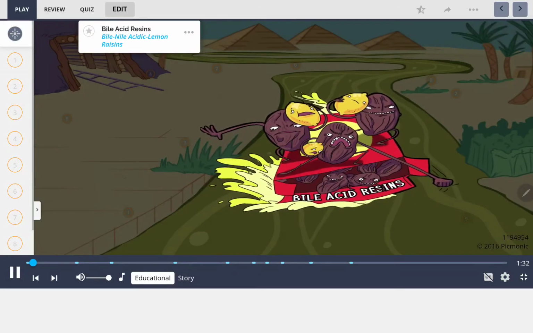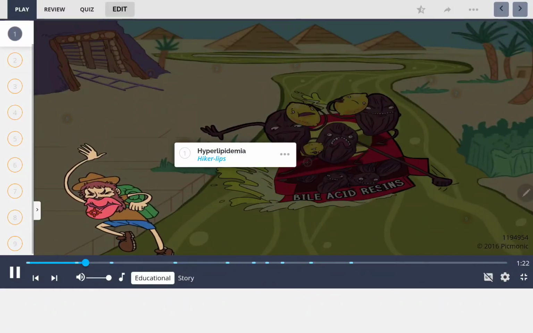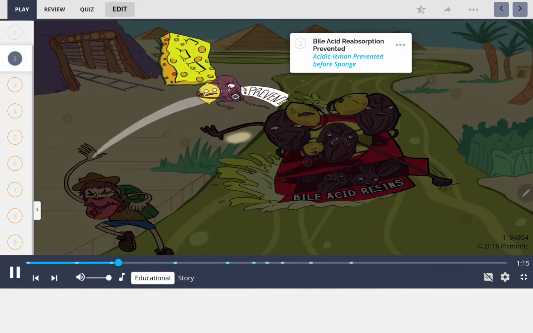Bile acid resins, the bile-Nile acid lemon raisins, are a class of drug which work by disrupting the enterohepatic circulation of bile. These drugs work to decrease cholesterol and are indicated for hyperlipidemia, shown by the hiker with lips. The mechanism by which they exert their action is by binding to bile and preventing bile acid reabsorption in the gut, illustrated by the acidic lemon being prevented from being reabsorbed by the sponge.